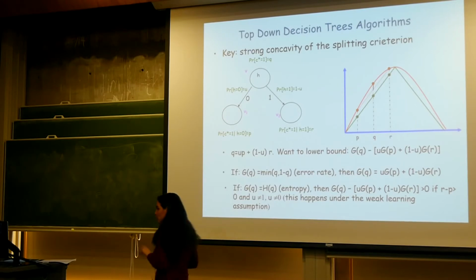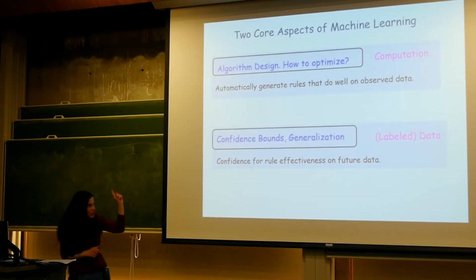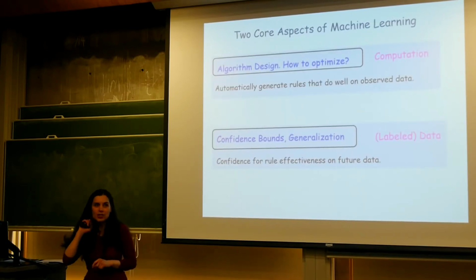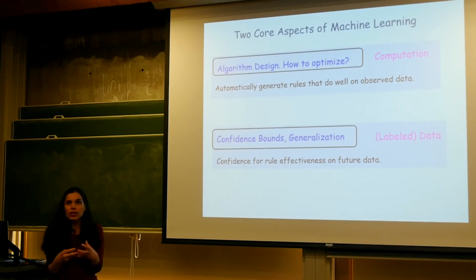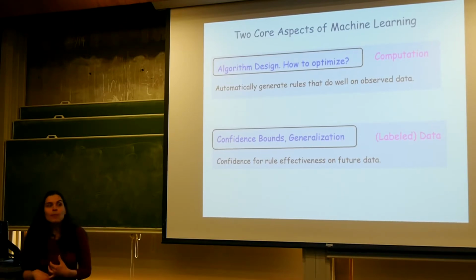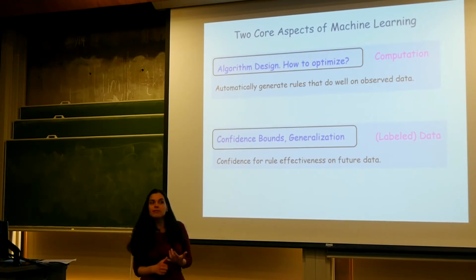I'm not going to go through this because it's a bit too much right now, but to sum up, I think this is the most important part of this discussion: the two key questions that we care about when we do supervised machine learning. The first is the algorithm design question: how can we generate rules that do well over the training data, and do this fast, in polynomial time, as efficiently as possible. And the second key question is confidence bounds, or generalization guarantees.